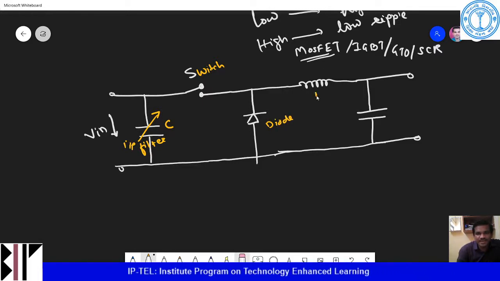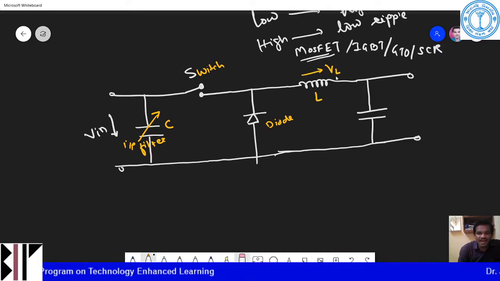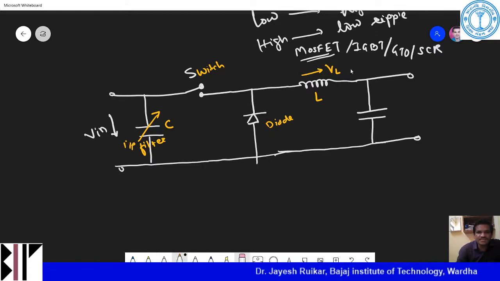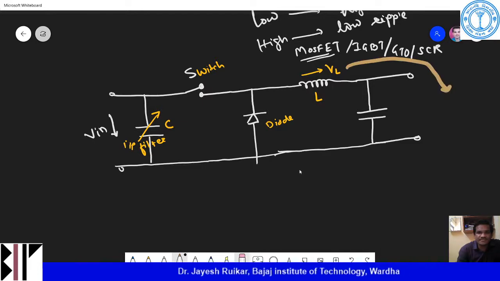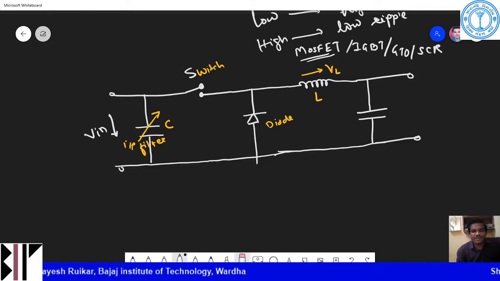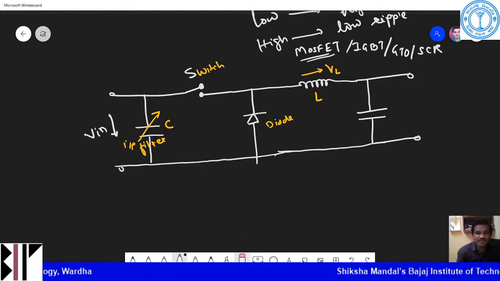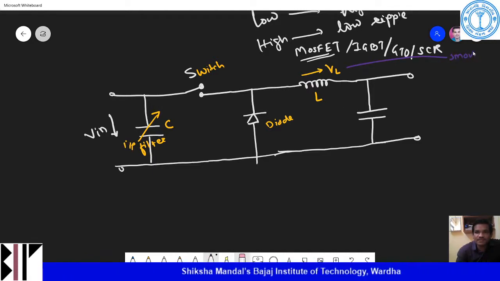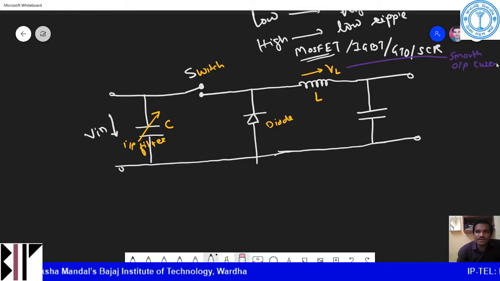This is my inductor, and the voltage across this inductor is VL. This inductor helps us in order to get the smooth output current.